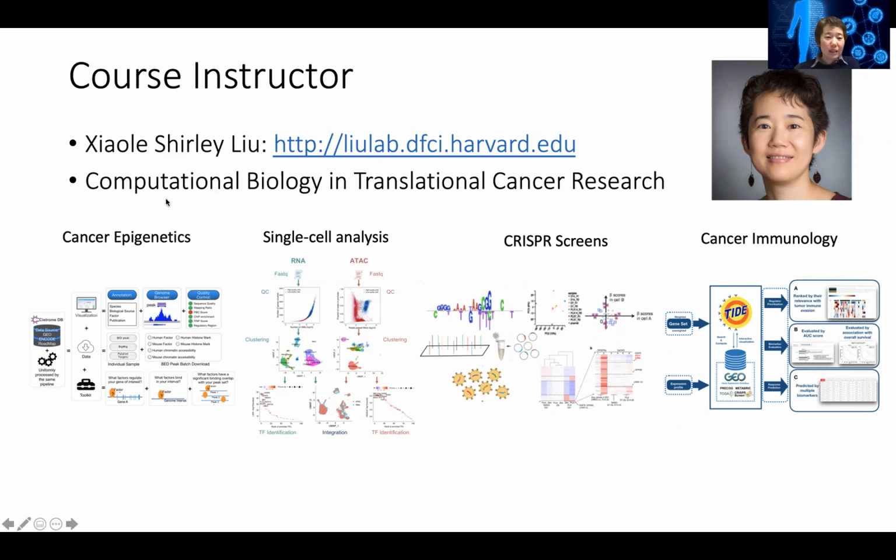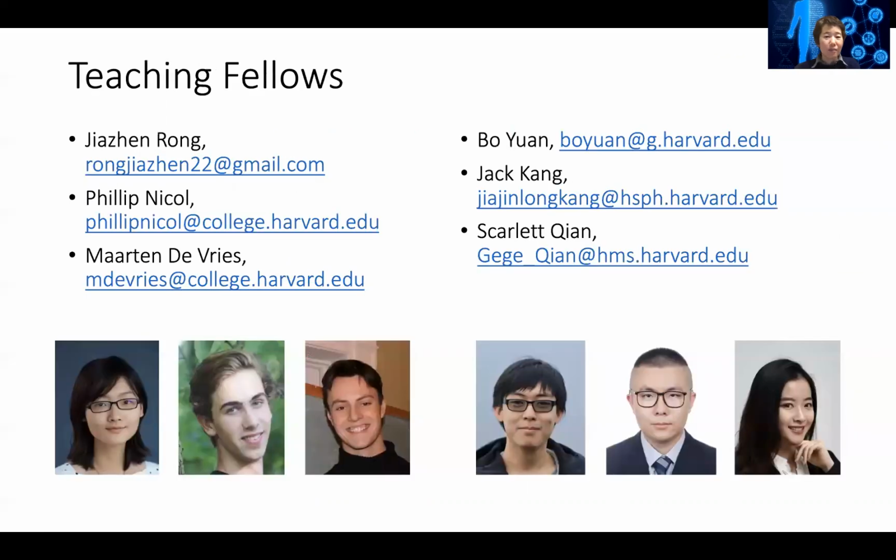So my research is on computational biology in translational cancer research. We work on gene regulation, transcription and epigenetic gene regulation at the bulk level or single cell level. We also use CRISPR screens to look at gene regulation. And recently we are heavily invested in understanding cancer immunology. So if you want to know more information, you can go to the lab website. We'll also post a video about our introduction.